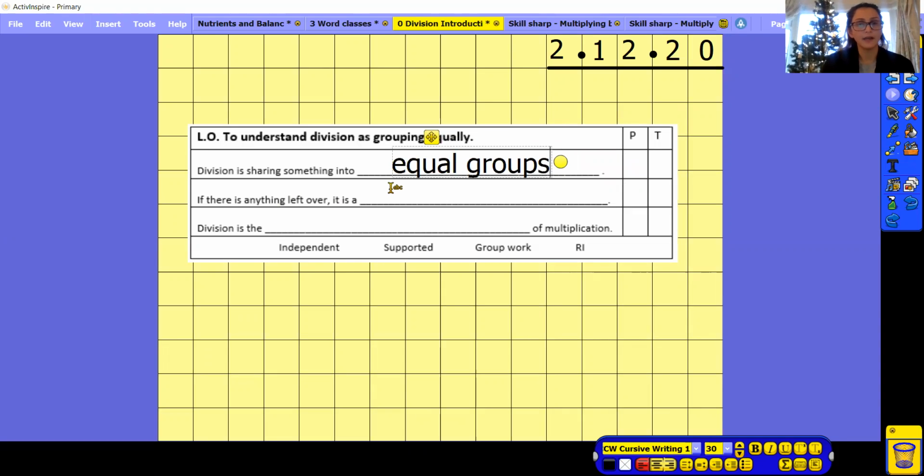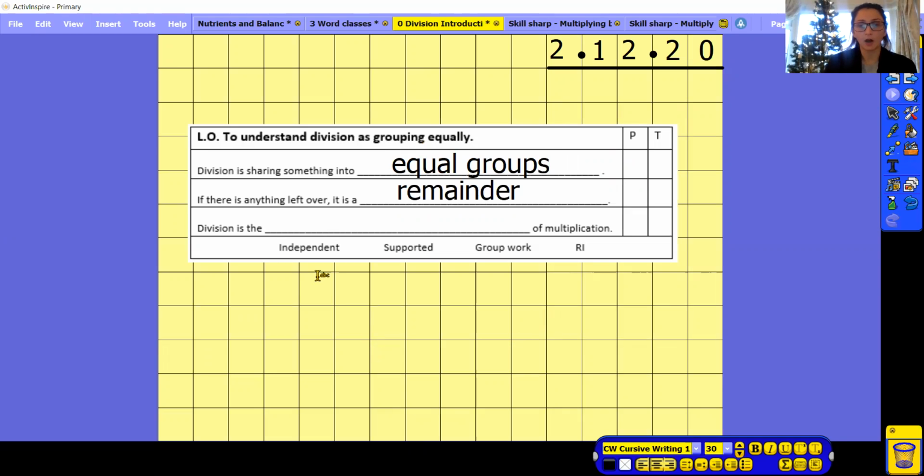If anything is left over, it is a blank. If there's anything left over from sharing into your equal groups, what do you think it's called? Have a think. Well done if you said a remainder. Anything that's left over from your sharing is called a remainder.